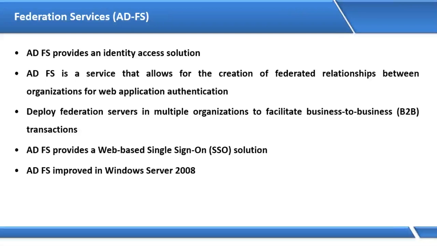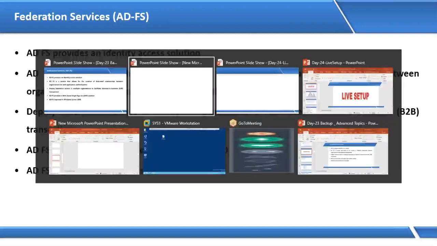So we've seen what is lightweight directory service, what is RMS service, what is a federation service here. So till now, we completed our MCSC session, right? So we have done. But for example, I have one question here.